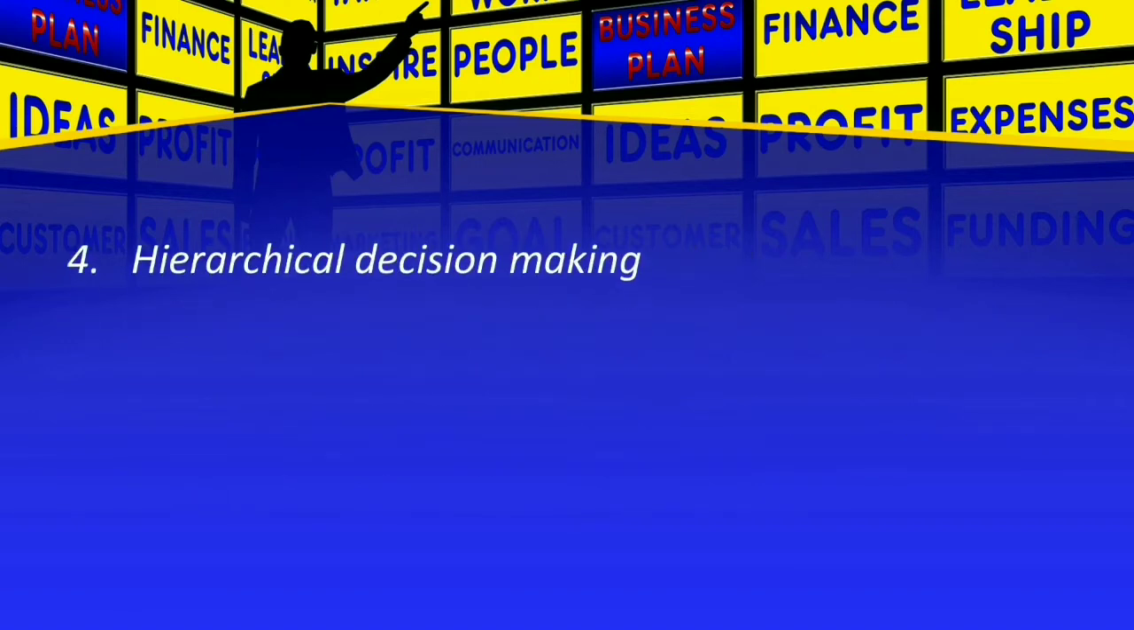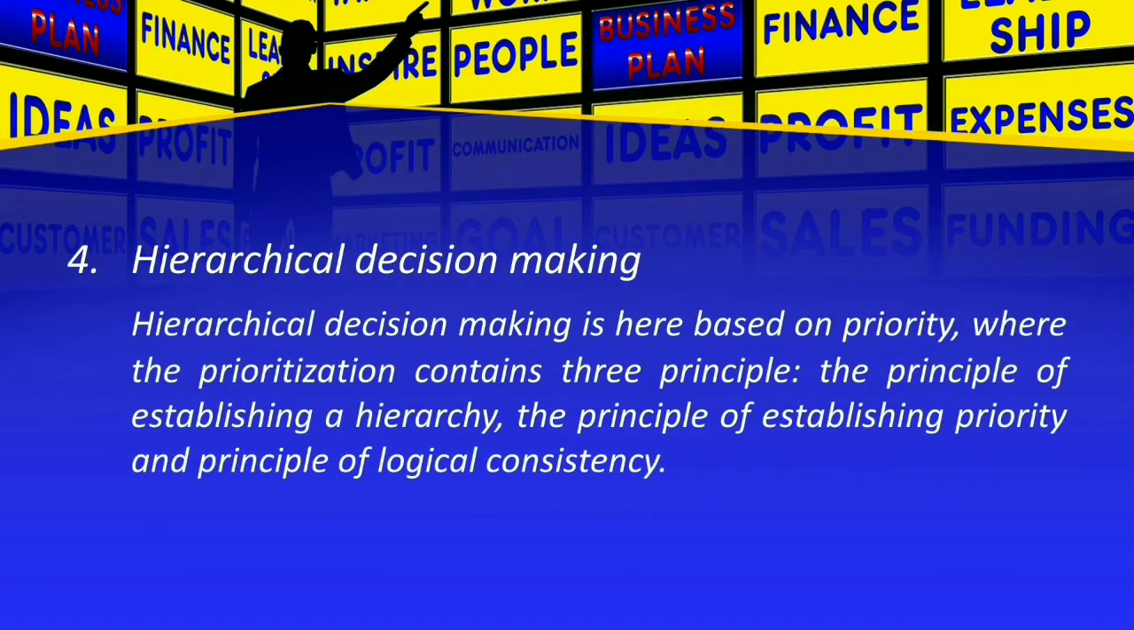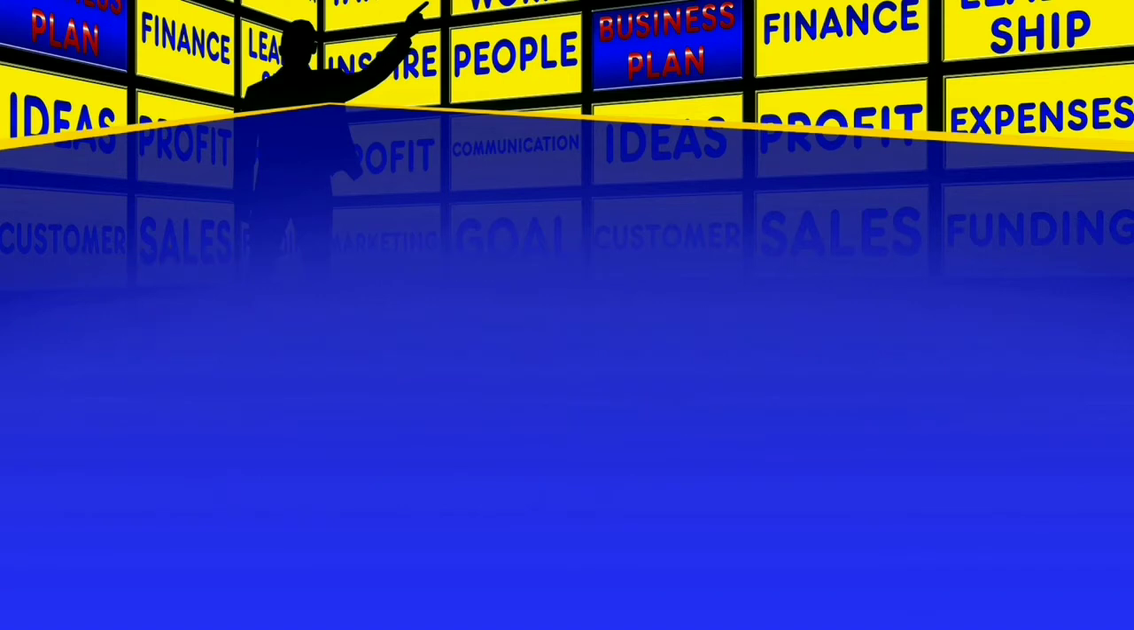The last is hierarchical decision making. Hierarchical decision making is based on priority, where the prioritization contains 3 principles. The first principle is the principle of establishing hierarchy, the second is the principle of establishing priority, and the last is the principle of logical consistency.